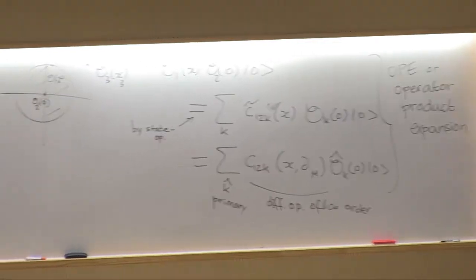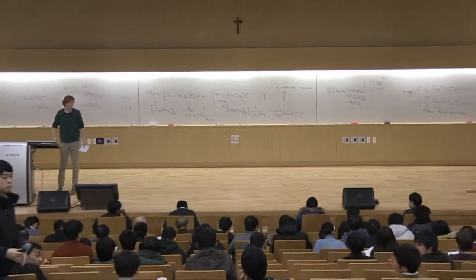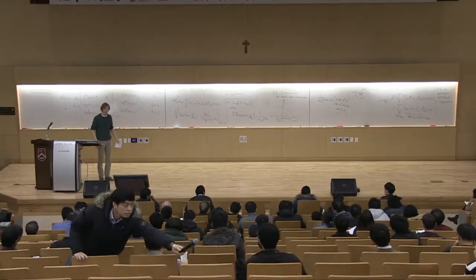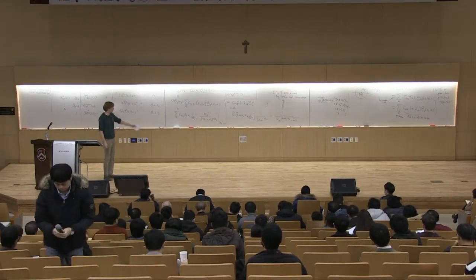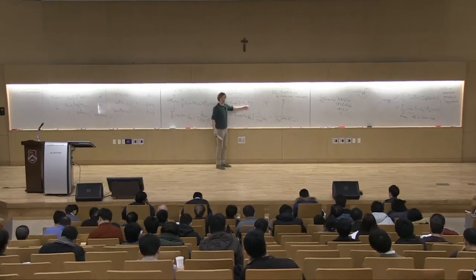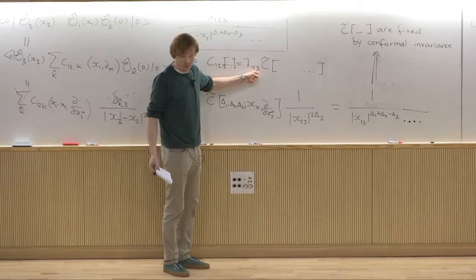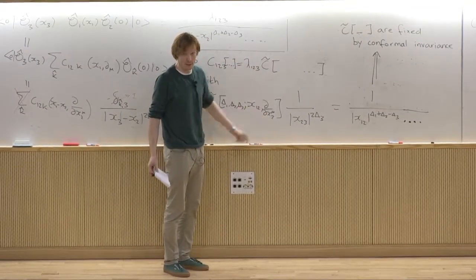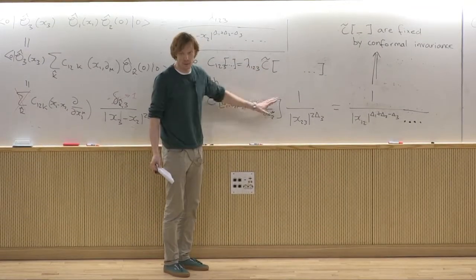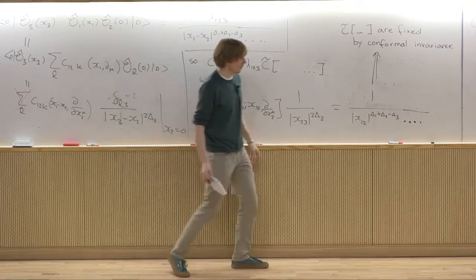Yes? Are those C's uniquely fixed? I mean, if there are multiple tensor structures, there are multiple C's. There are multiple 3-point functions. But yeah, they're fixed. The C tildes are fixed. What you cannot know, what is theory dependent, are the lambdas and the deltas. The C tildes are fixed. This equation fixes them.